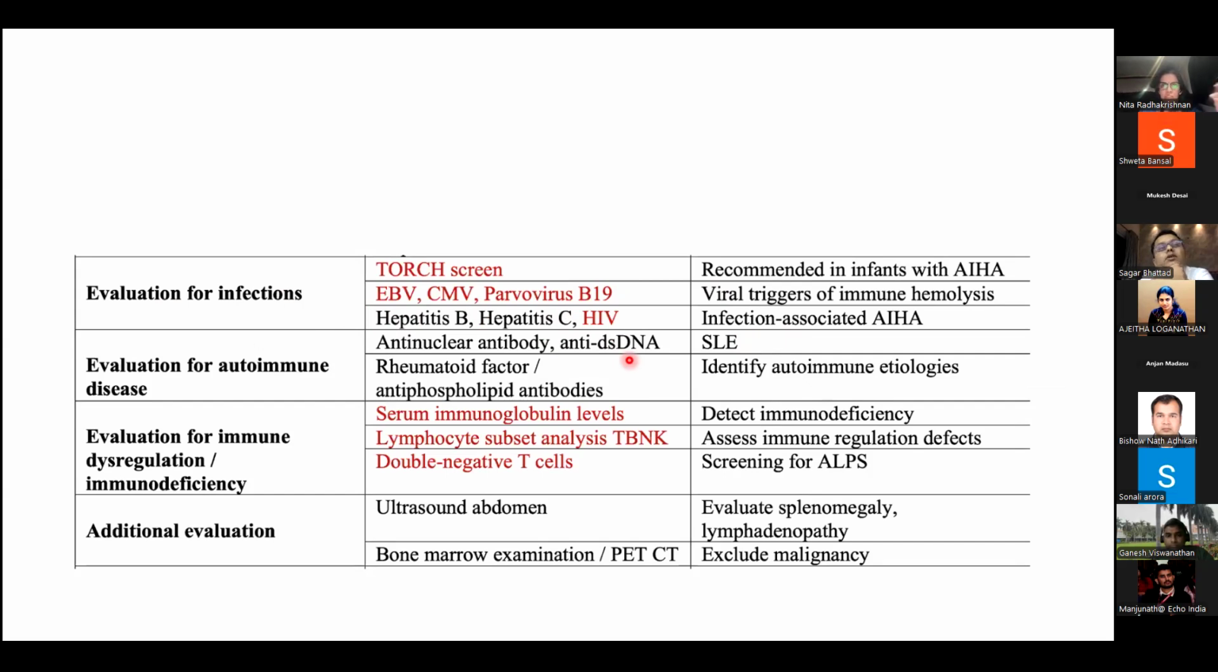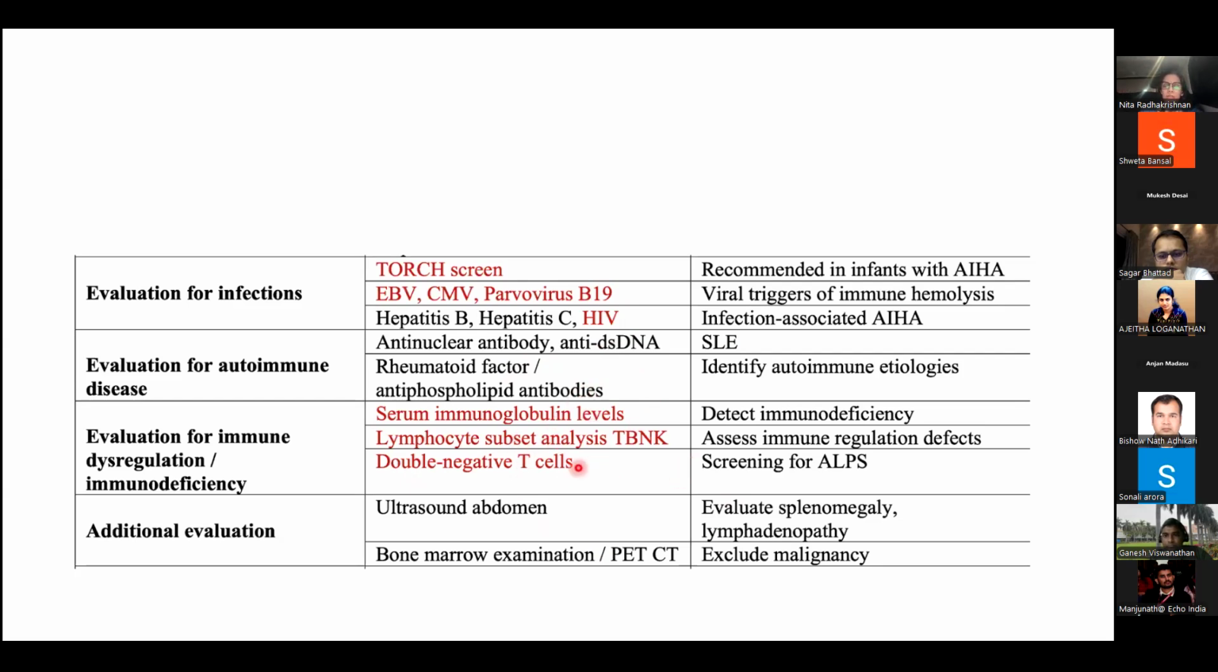And like Dr. Desai showed earlier, a lot of these could be patients who are immune deficient in the first place, and they are having these infections because of the immunodeficiency as well. So low-grade CMV viremia and EBV viremia can present with AIHA in infant babies. HIV needs to be ruled out definitely in this setting. So even HIV investigation would be advised.